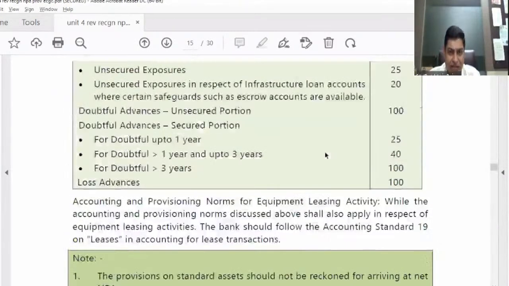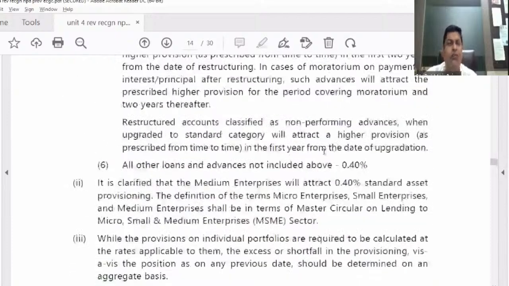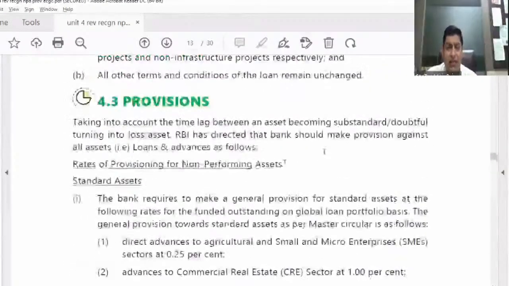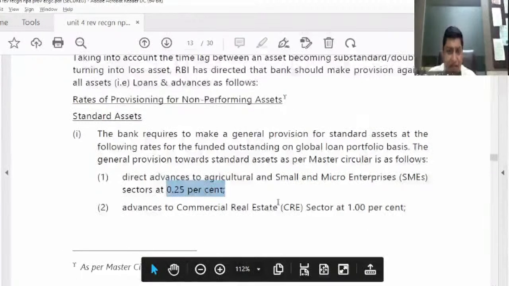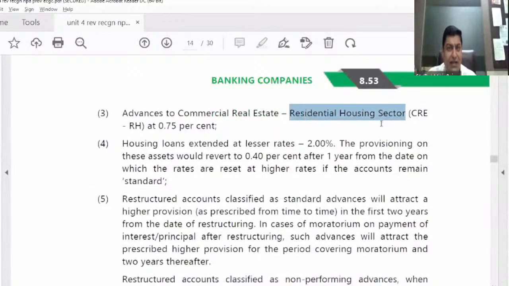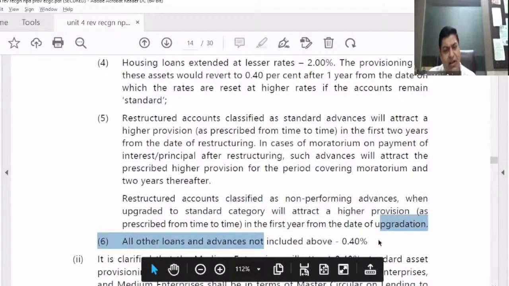So finally we can say, in a nutshell, we are revising for the last time, then we will start the question. If it is a standard asset, then see whether it is an MSME, SME or agriculture. If it is agriculture and SME, then go with only 0.25%. If it is CRE, real estate, it is 1%. If it is the housing sector, then 0.75%. And all others are 0.40%. Standard is over.